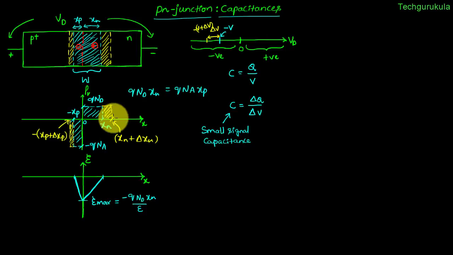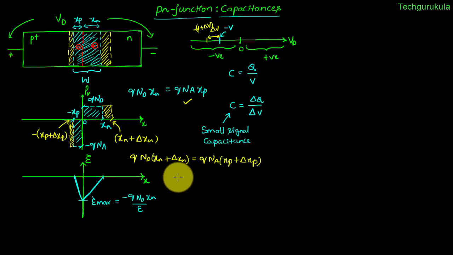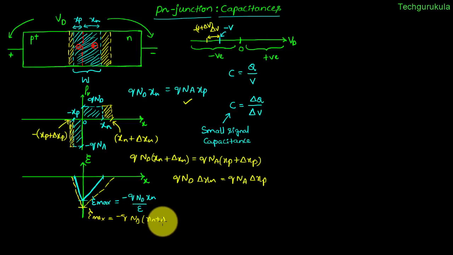Now we can write the relationship of increased charge as q Nd times Xn plus delta Xn should be equal to q Na times Xp plus delta Xp. We can rewrite this expression as q Nd delta Xn should be equal to q Na delta Xp. In a similar way, the electric field will also get modified like this. The electric field in the junction would increase this way. So new Emax would be equal to q Nd times Xn plus delta Xn over epsilon. Now our interest would be to find what is this delta Q. So let me write what that delta Q is. It is the charge that has changed because of the change in the potential that we applied across the PN junction.